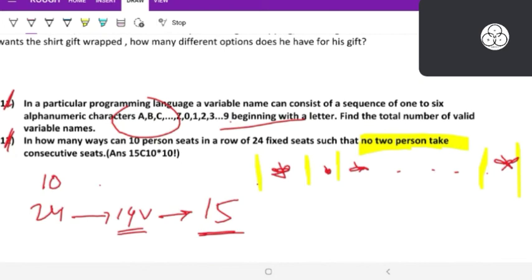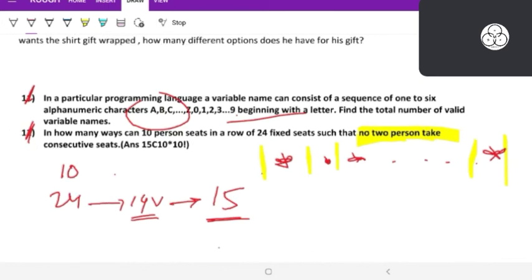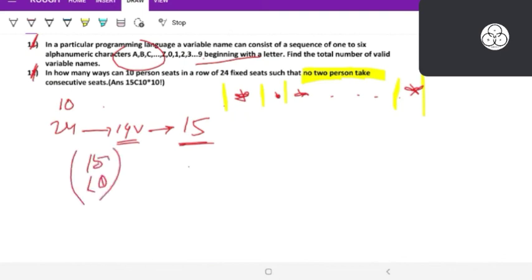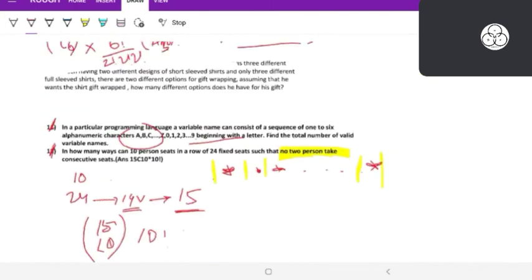15 possible seating arrangements are there, in between the vacant seats. And I need to choose 10 seats out of there. 15 choose 10, and the 10 persons now can be arranged in 10 factorial ways. This was again an easy question based on stars and bars method, and that's what we need to discuss.